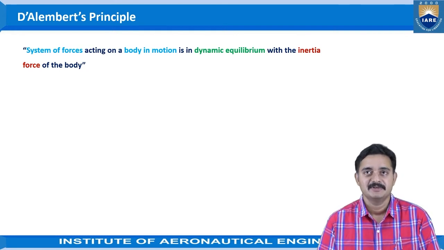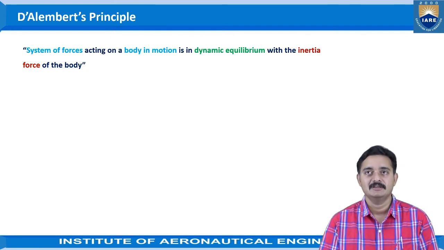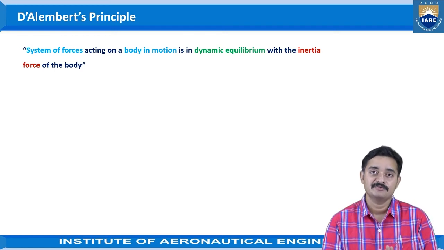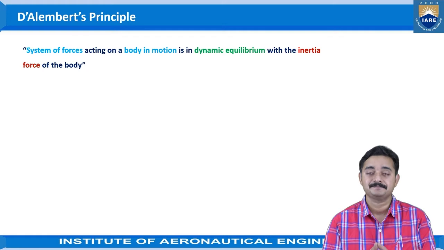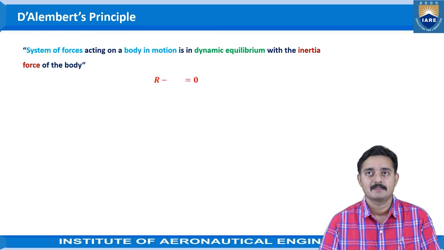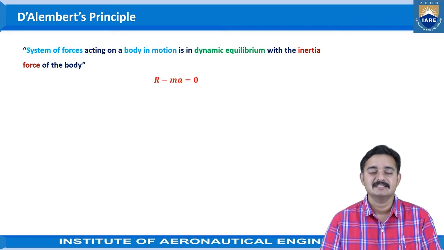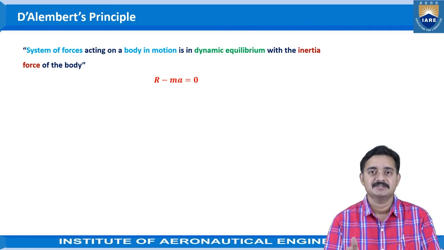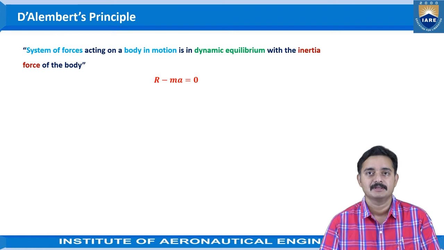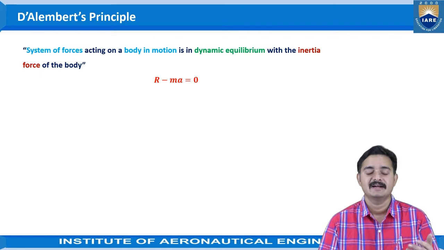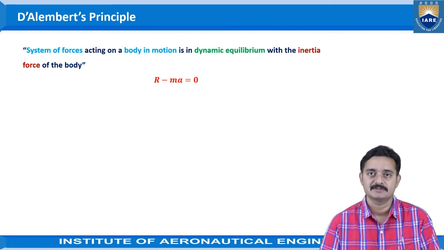So as the statement states, a system of forces acting on a body in motion is in dynamic equilibrium with the inertia force of the body. The dynamic state of the object is happening, but it will be in an equilibrium condition, which involves the inertia force. So it can be given as R minus ma equals 0, where ma, mass into acceleration, is termed the inertia force, and R is the resultant of the number of forces acting in the system.